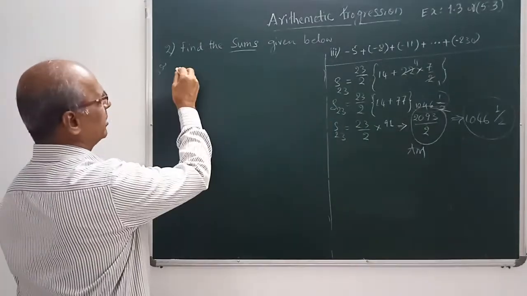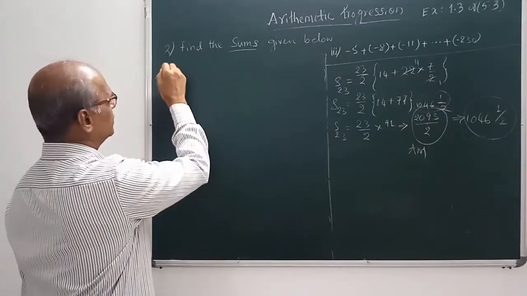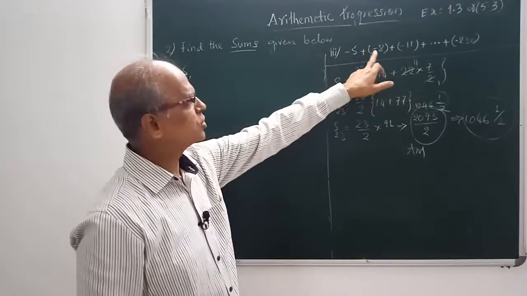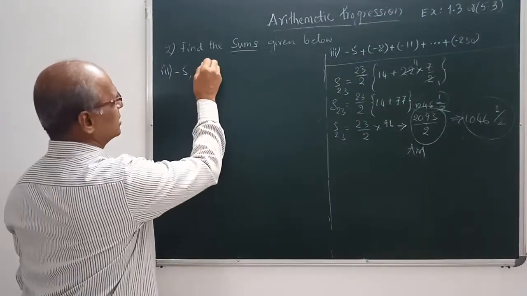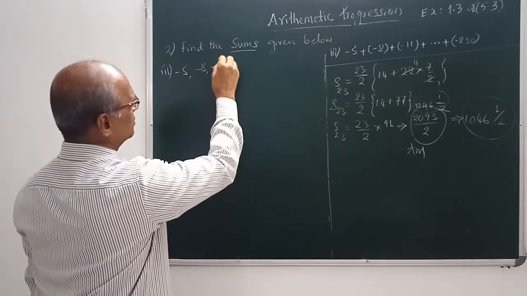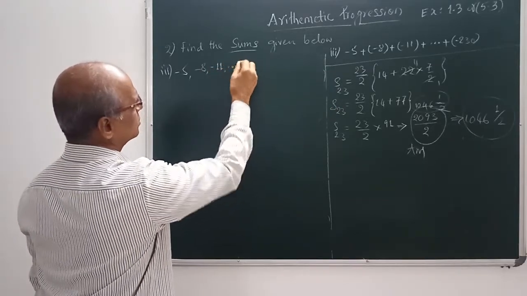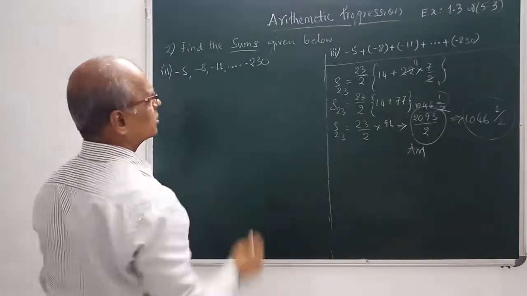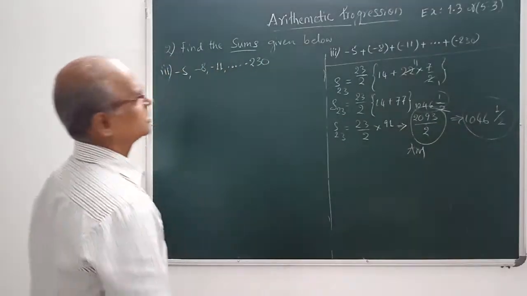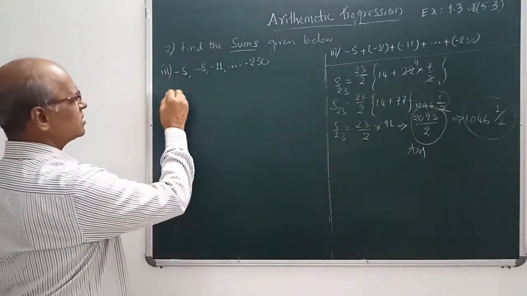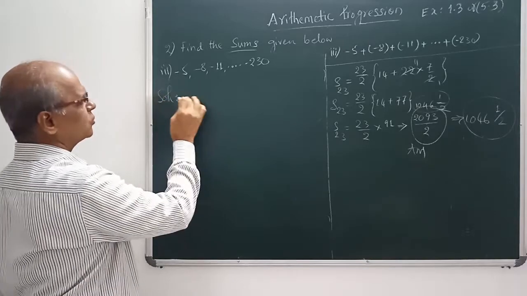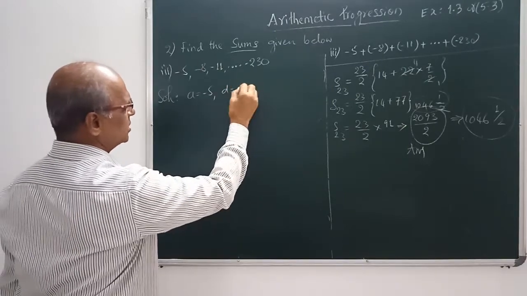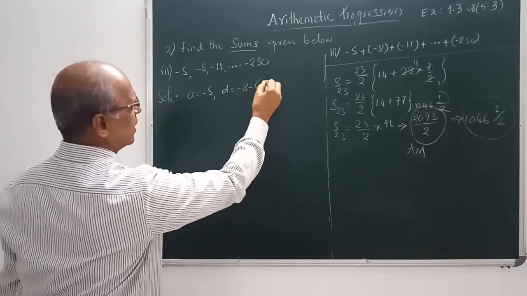Okay. What does the third one say? I'll repeat this. Minus 5. This you have to multiply. Plus into minus is minus. Minus 8. Minus 11. And so on. Then minus 230. Plus into minus is minus. Then we have to find the sum. So what is here? A. What to find here? A is minus 5. D is equal to minus 8 minus of minus 5.